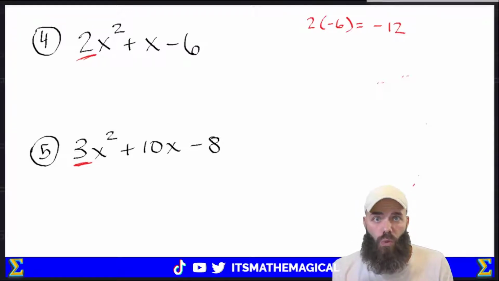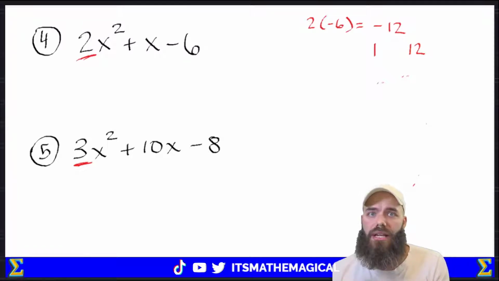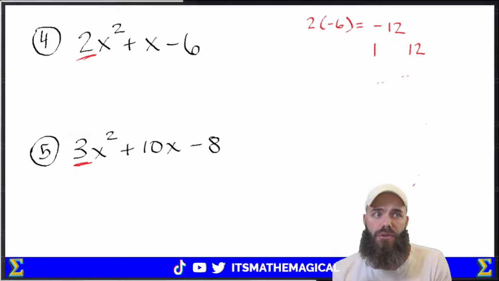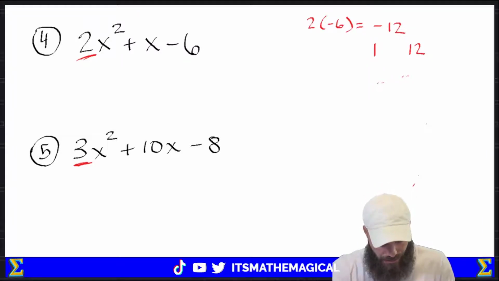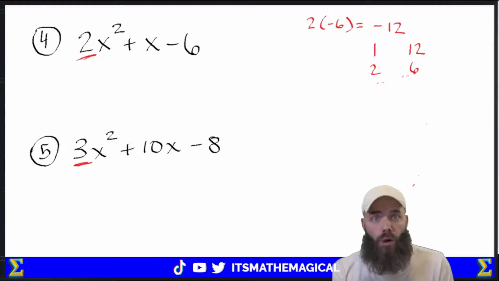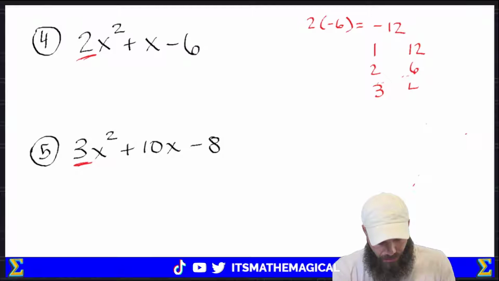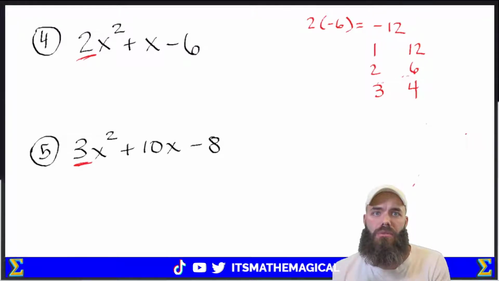So obviously 1 and 12. One of our factors will be negative, but for now we don't know which one, so we're just going to write the factors of 12 first. Okay, so 1 and 12, let's see, 2 and 6, 3 and 4, and that's it, right? Those are the only pairs of numbers that multiply to give you 12.